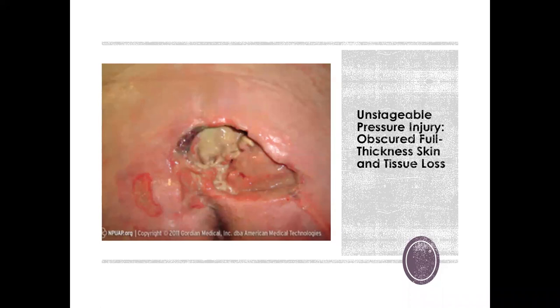Our unstageable injury is an obscured full thickness skin and tissue loss. So an unstageable pressure injury is a full thickness wound in which the amount of necrotic tissue or eschar in the wound bed makes it impossible to assess the actual depth of the wound and the involvement of underlying structures. If it's suspected that the wound is a stage 3 or 4 based on the location and other characteristics, the wound cannot be staged until the necrotic tissue is removed or debrided.